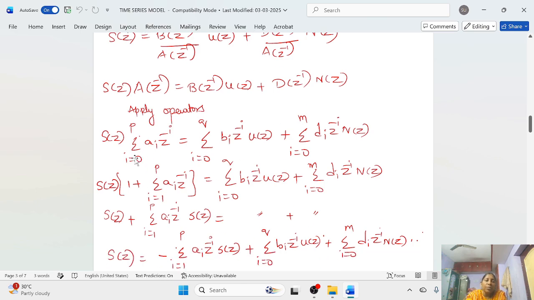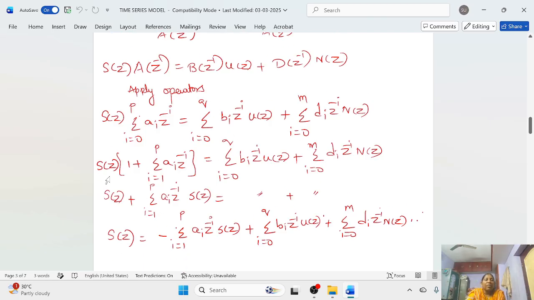Now we are going to substitute I equal to 0 in this expression. When you substitute I equal to 0, it will be A naught into Z power 0. We know that Z power 0 equals 1 and A naught is also equivalent to 1. So that's why 1 is substituted here. Plus, since it is a summation symbol, we put plus. Next, you substitute I equal to 1 here. It will be A1 Z power minus 1 plus A2 Z power minus 2, etc. So we can express it as summation I equal to 1 to P, AI Z power minus I. And then this expression remains as such. Same thing we put here.